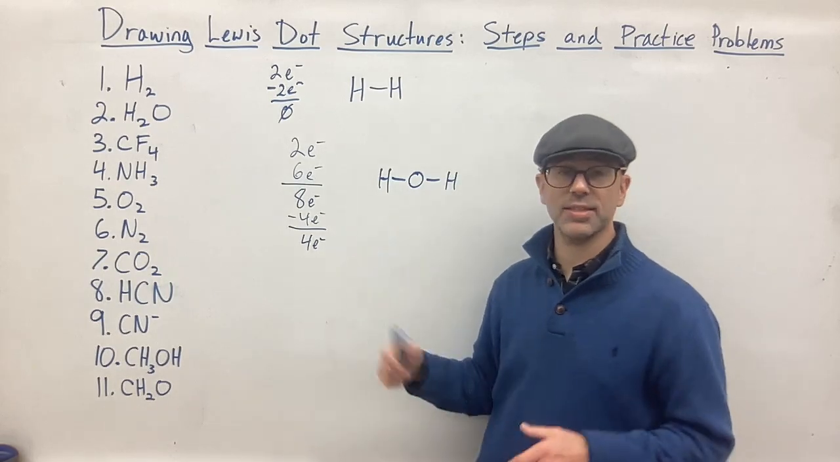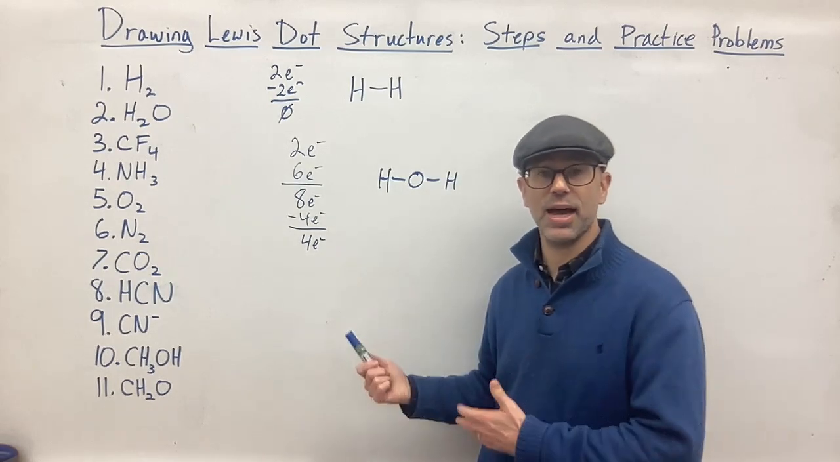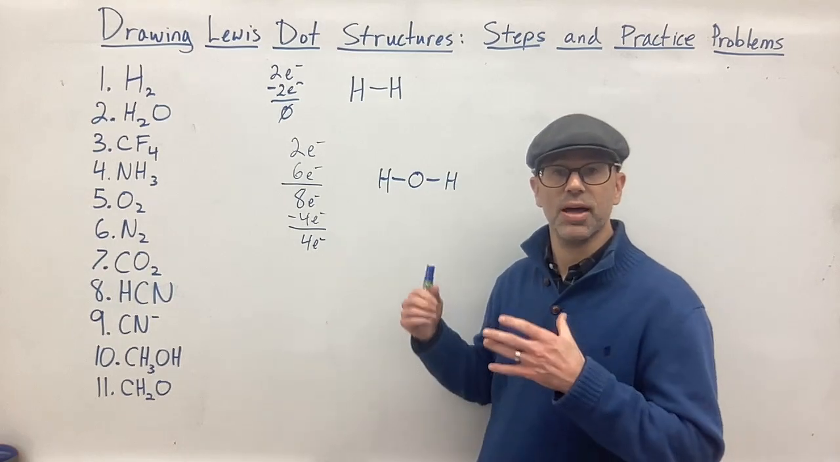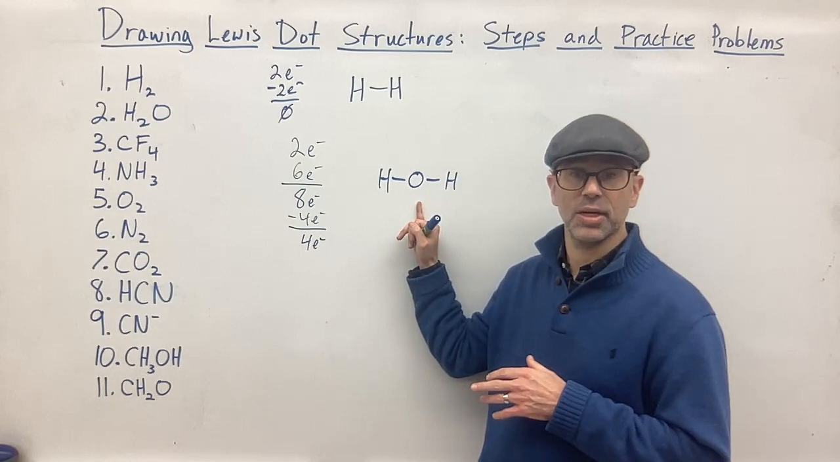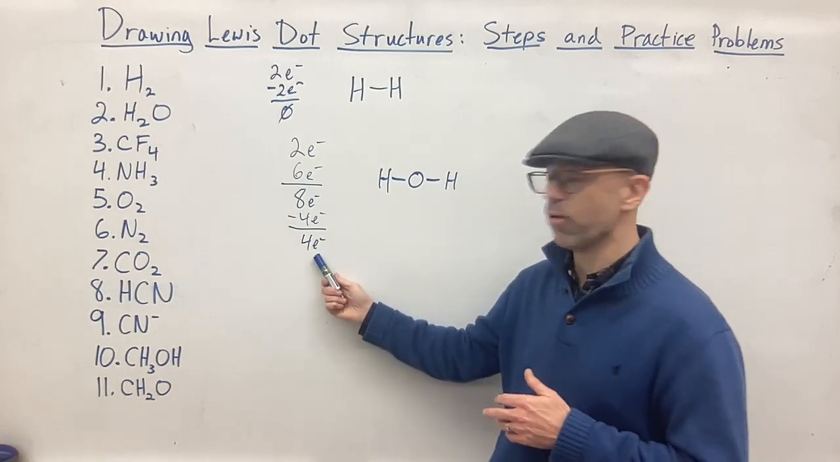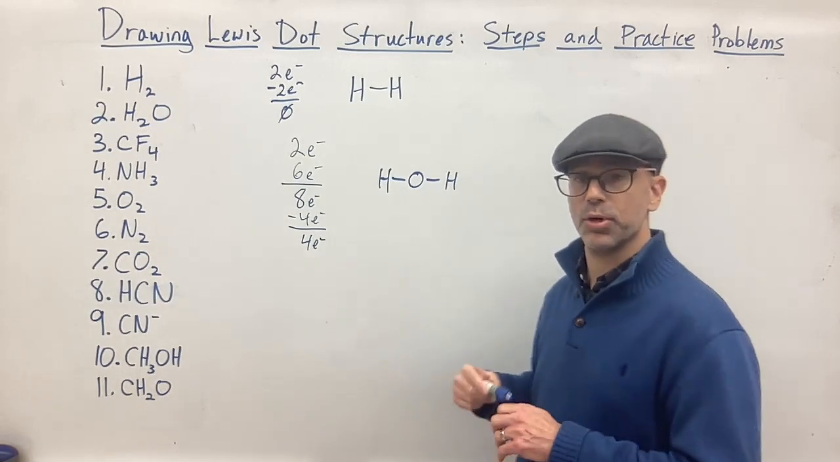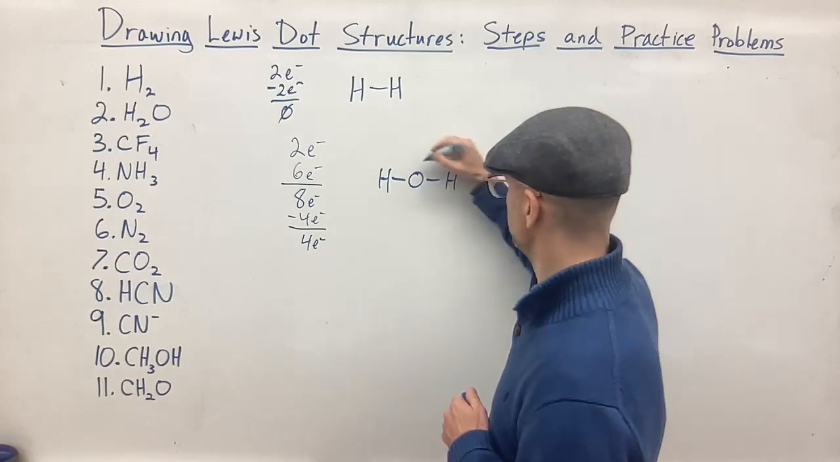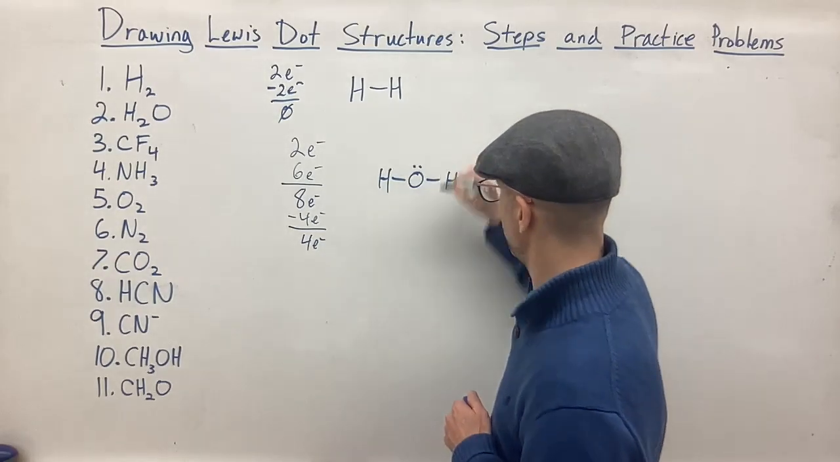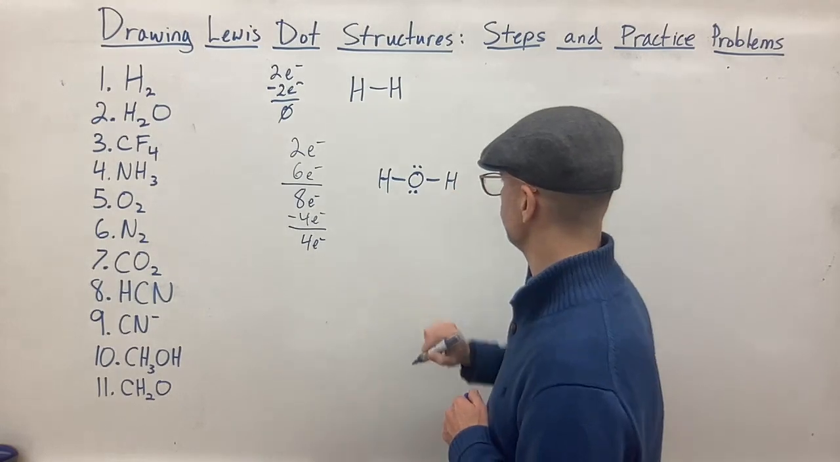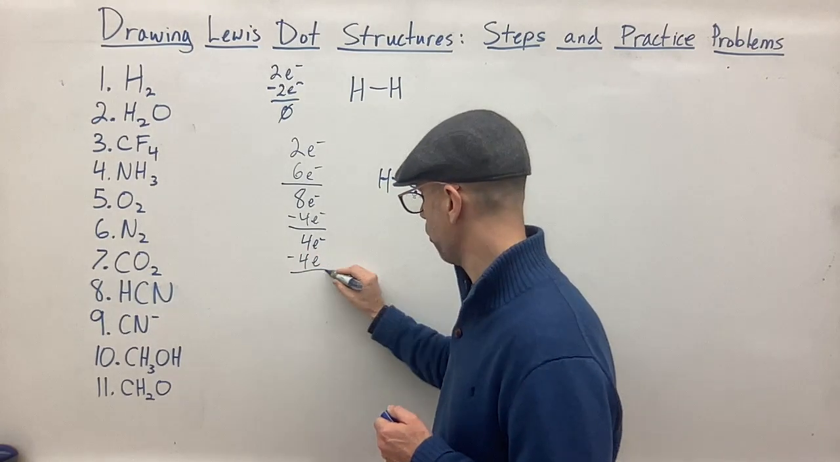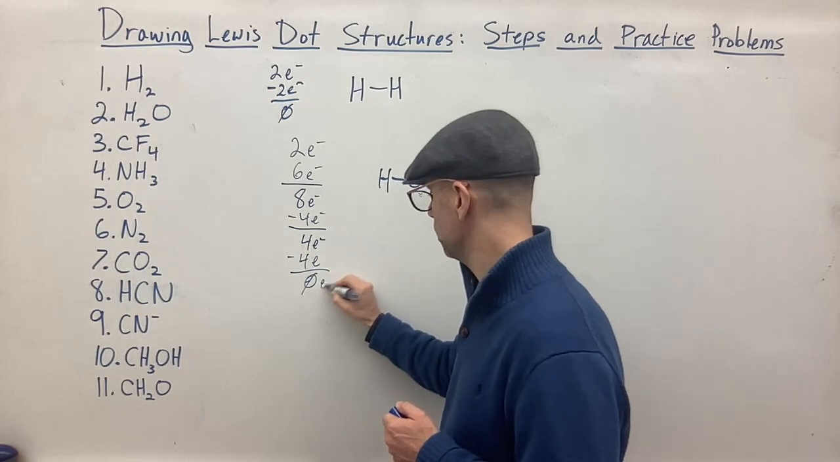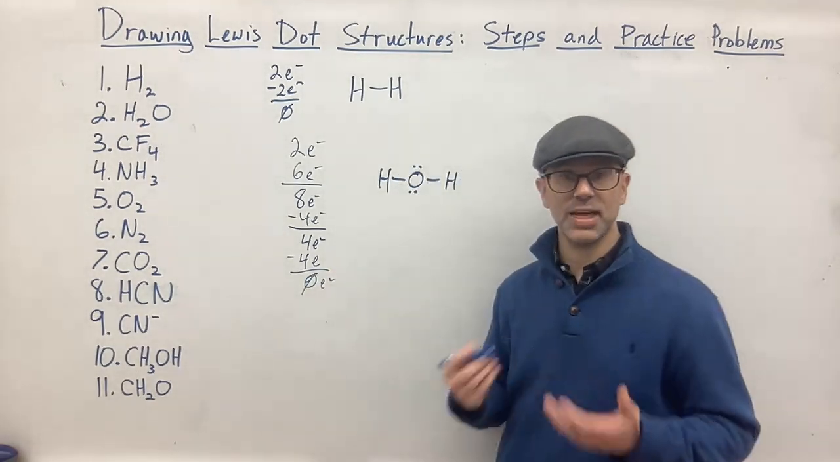Step 4 says if you have electrons left over after that, then you put the electrons that are left over on the central atom as lone pairs. Since I have 4 electrons left over, I'm going to put those on the oxygen. So 1 lone pair, that's 4. So I've used up my 4 electrons, so I have 0 valence electrons left.